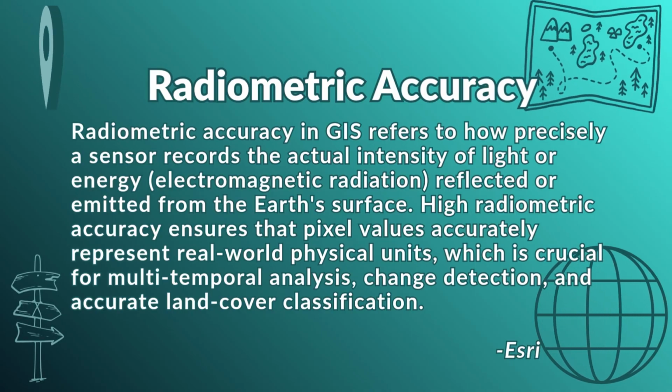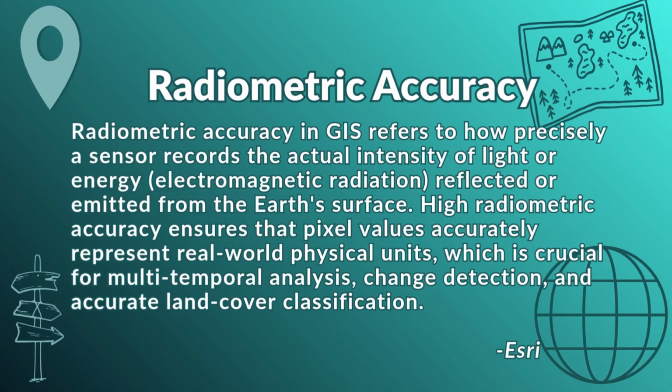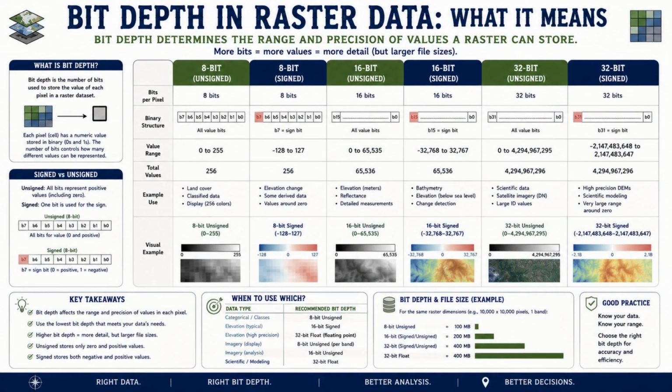It dictates the number of distinct values that can be recorded for a single measurement. Think about 8-bit data versus 16-bit data. Okay, I'm with you. An 8-bit sensor can distinguish 256 different shades of gray. A 16-bit sensor can distinguish over 65,000 distinct values. That is a massive difference.